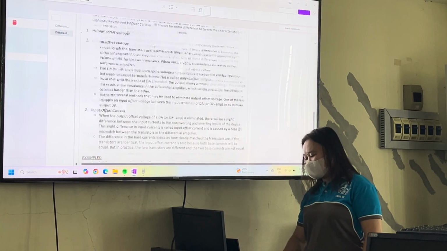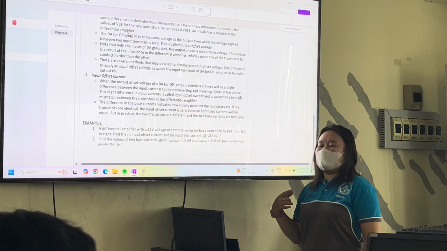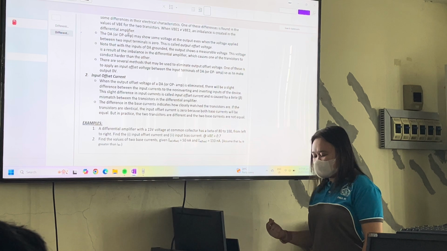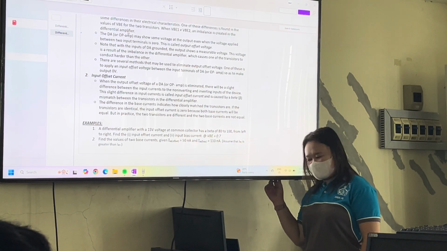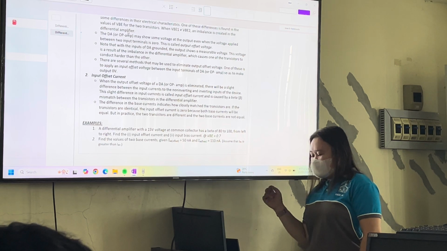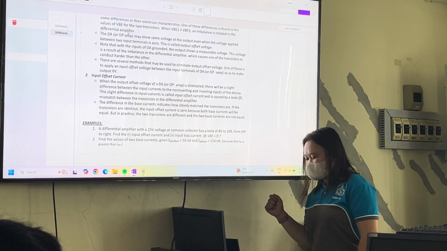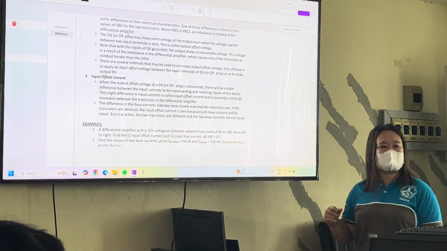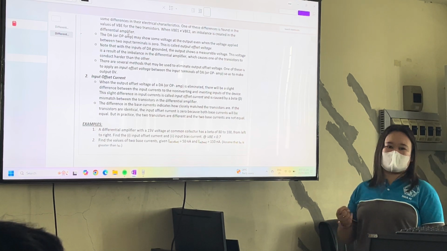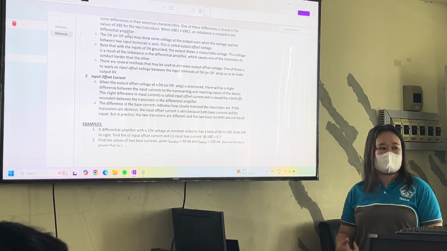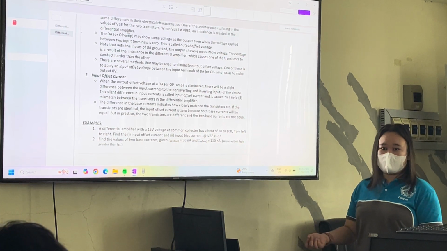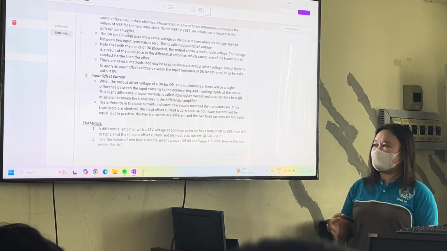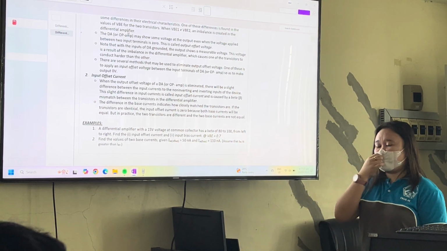Next, we have the input offset current. So, when the output offset voltage of a differential amplifier is eliminated, there will be a slight difference between the input currents of the non-inverting and inverting inputs of the device. Of course, V is equal to IR. If there are changes, imbalance between our voltage, there is also a slight change with our current because they are directly proportional to each other. Di ba? V is equal to IR. Not unless they are inversely proportional.